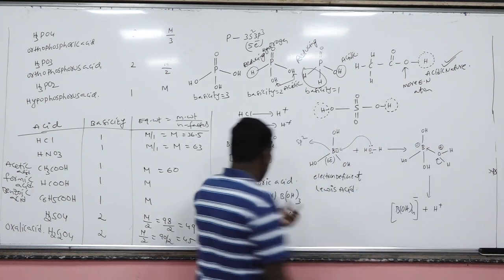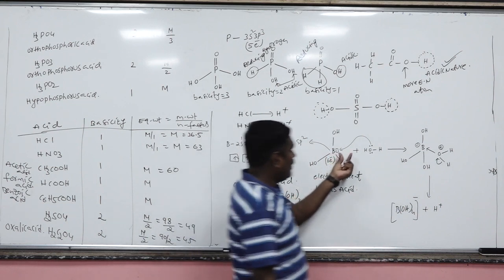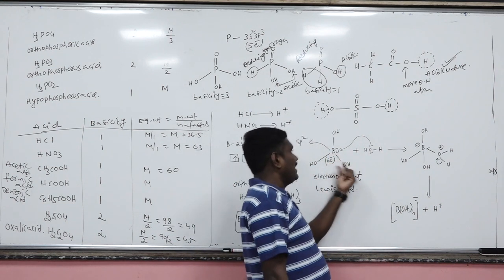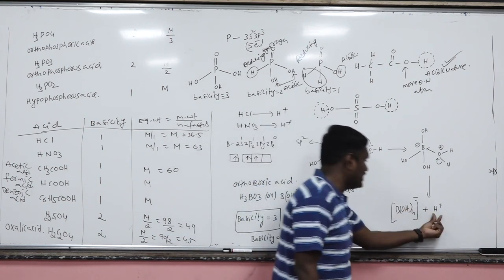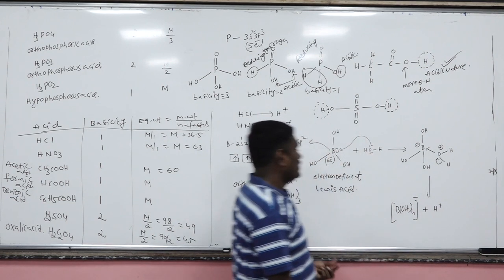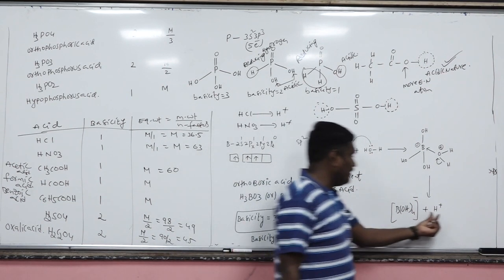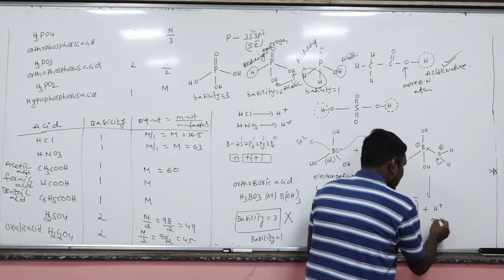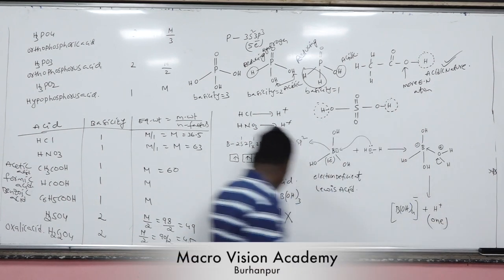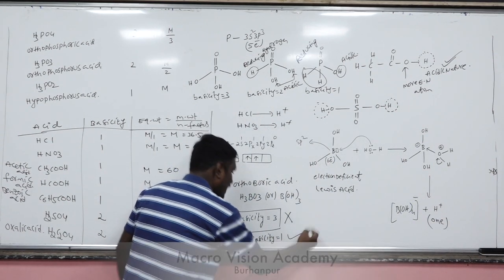Now tell me, boric acid in water, what happens? It accepts the OH minus ion from water and gives the H plus ion into the solution. That means it is giving how many H plus ions? 1. So only 1 H plus ion it is giving. That's why the basicity of boric acid is 1.